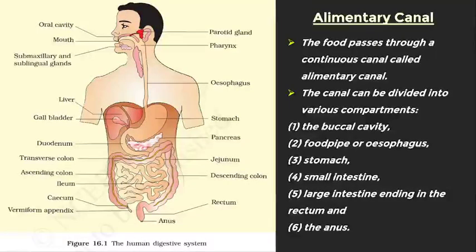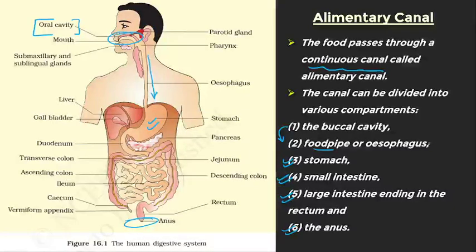This digestion which we are talking about occurs in the alimentary canal, or you can say this continuous canal, which starts from the oral cavity or the buccal cavity, you can see over here, and ends in the anus. In between there are other compartments also, like after the buccal cavity we have the food pipe or esophagus that leads the food into the stomach. Then we have the third part, stomach, then intestine, then large intestine ending at the rectum and anus. Different processes occur in this alimentary canal in different compartments.